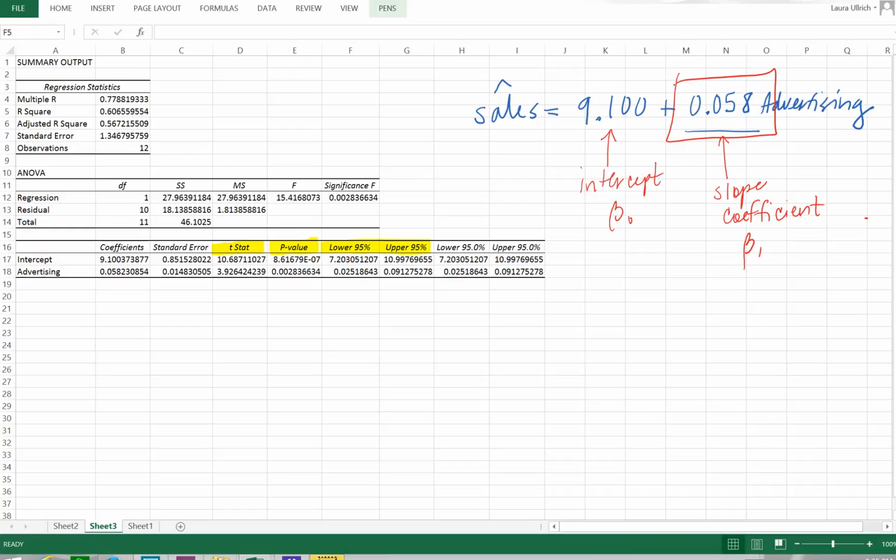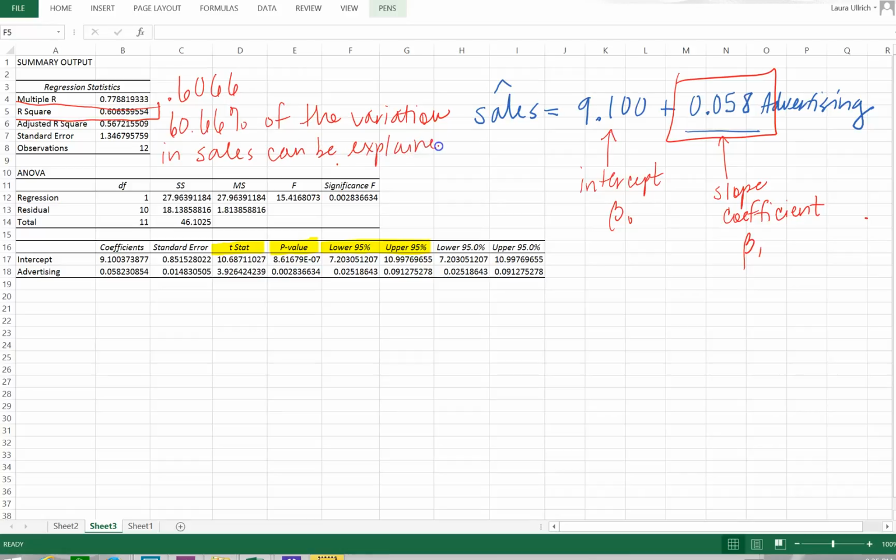A couple other things we know here. Our r squared, we've covered that several times, right? In this case, it's 0.6066. How do we interpret this? 60.66% of the variation in sales can be explained by advertising. Okay? This is relatively high, okay? 60.66% is a relatively high R squared. Not very, very high, but it is relatively high.